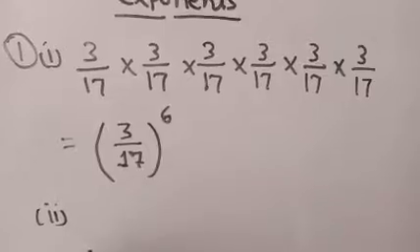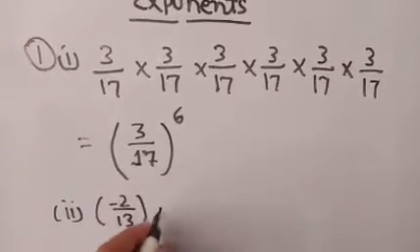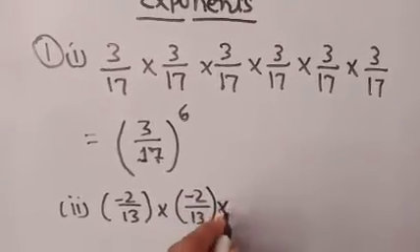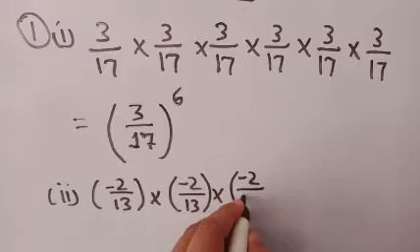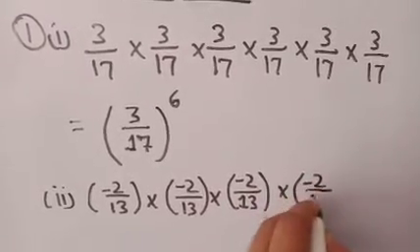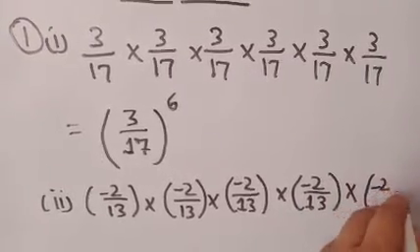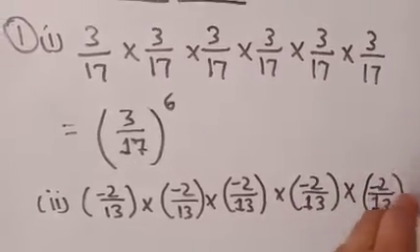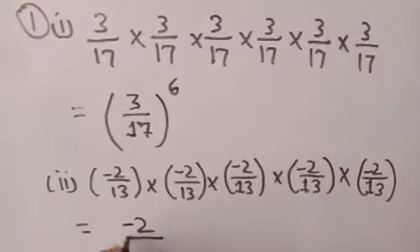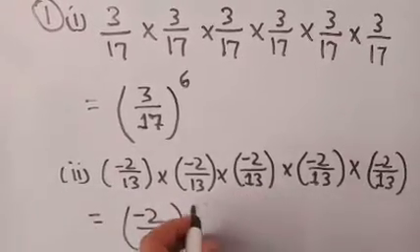The second part: minus 2 upon 13 multiplied by minus 2 upon 13 multiplied by minus 2 upon 13 multiplied by minus 2 upon 13 multiplied by minus 2 upon 13. So the base is minus 2 upon 13 and the power is 1 2 3 4 5.